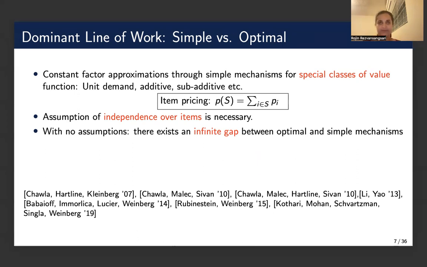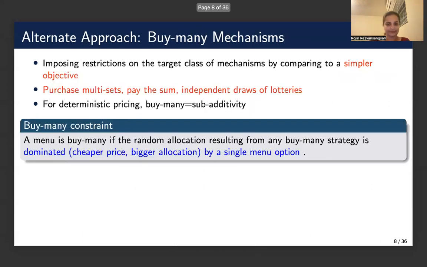Item pricing basically means assigning a price to each item, and then the price of a set of items is going to be the sum of prices in that set. Note that the assumption of independence over items is necessary. And if we remove all of these assumptions, then there are examples where there's an infinite gap between optimal and simple mechanisms. So an alternate approach here is, rather than imposing restrictions on valuation functions, to impose restrictions on the target class of mechanisms and compare our simple mechanisms to a smaller set and simpler objective.